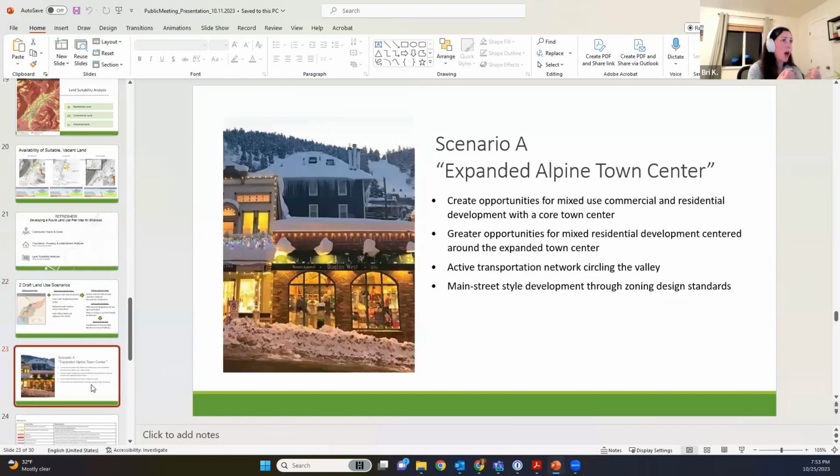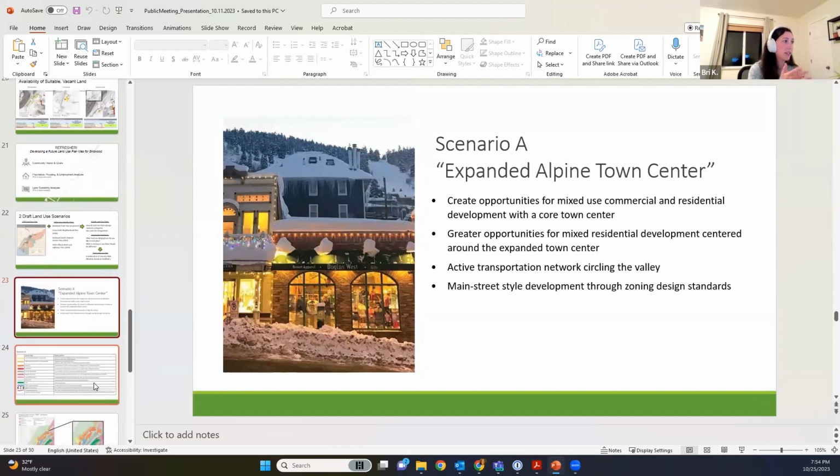For each of them, I'm going to go over the overarching concept of the plan. I'm going to go over the land use categories within each of the maps, because most of the categories are the same, but there are some slight differences. And then we'll look at the map and I'll talk through it generally. Starting with what we're calling scenario A, expanded Alpine Town Center.